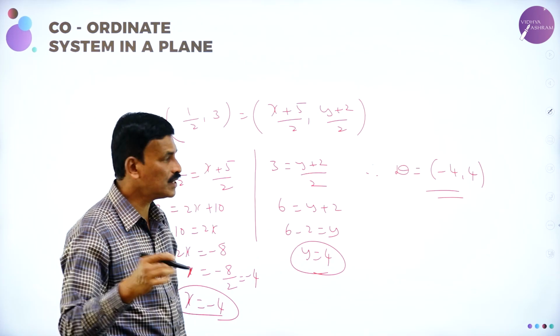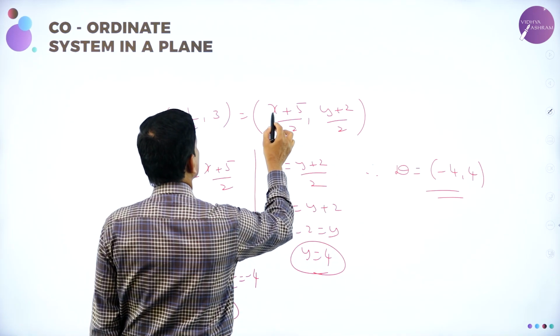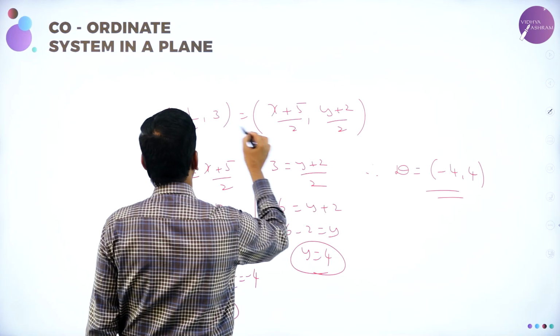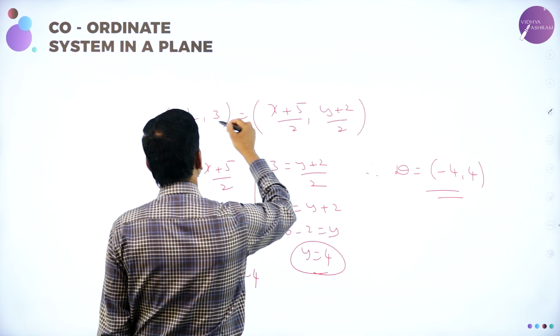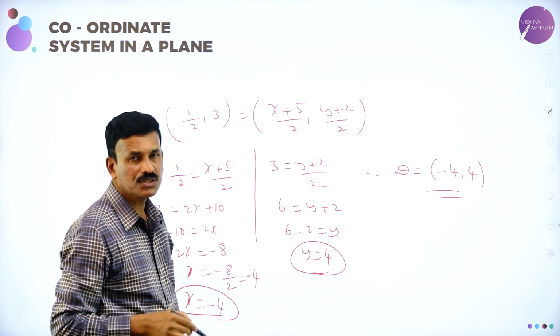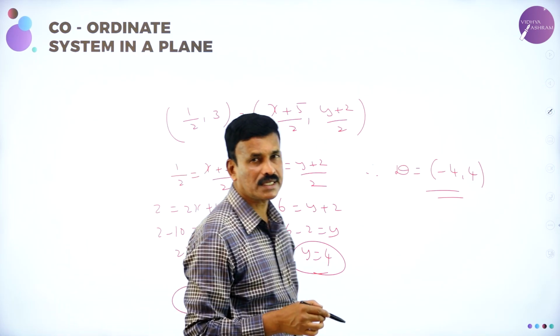So if you want to verify, just verify it. Substitute here. What is x? x is equal to minus 4, plus 5 is 1, by 2. And if you put y is equal to 4, 4 plus 2 is 6, divided by 2 is 3. That is very fine. So that's it. So the answer, fourth vertex (minus 4, 4), is the correct answer.